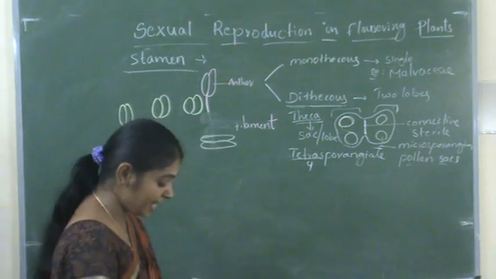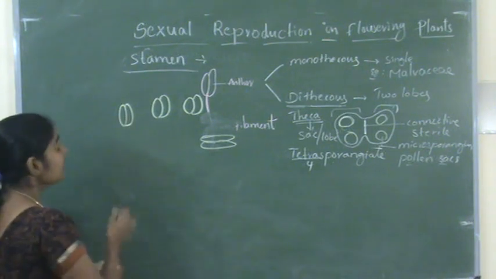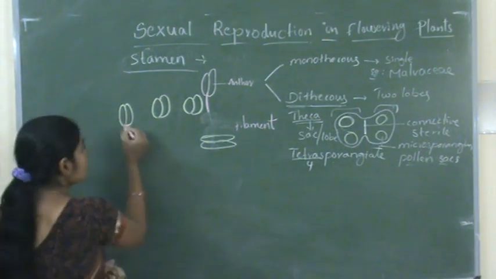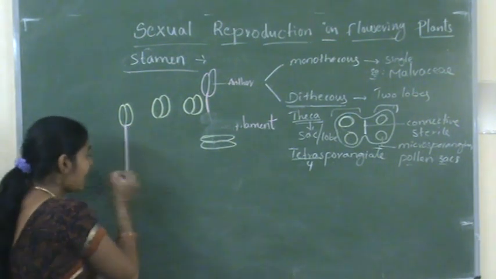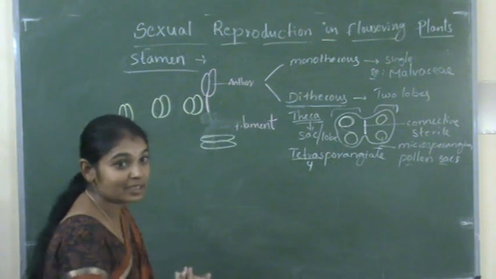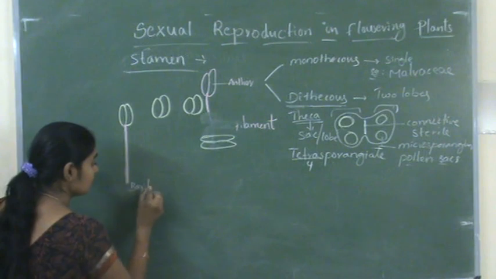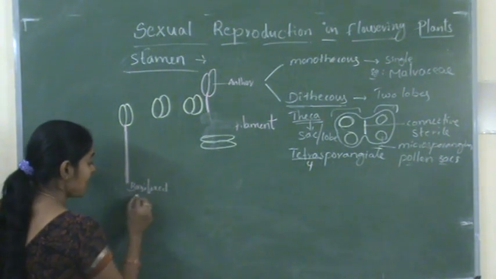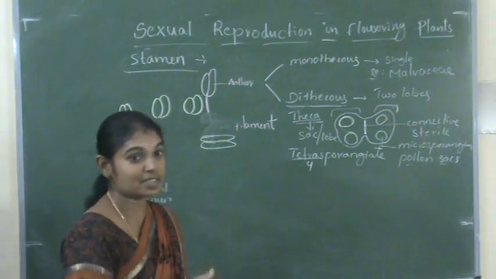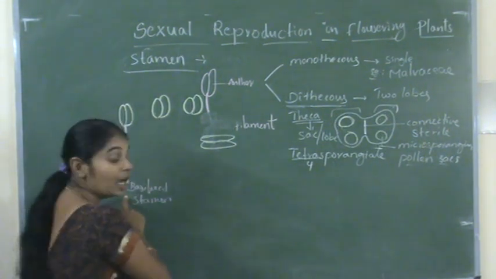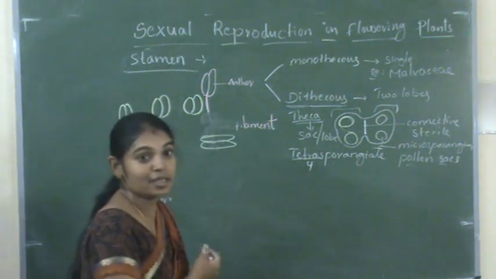So these are the different anthers. If the filament is attached at the base of the anther, that type of anther or stamen is called basifixed stamen. So the first type is basifixed stamen, in which the filament is attached at the base of the anther.